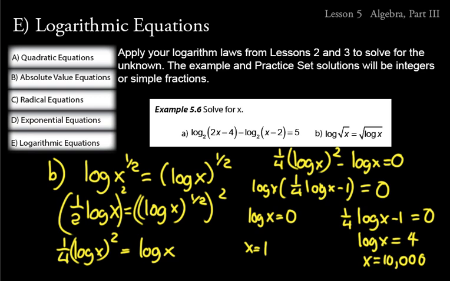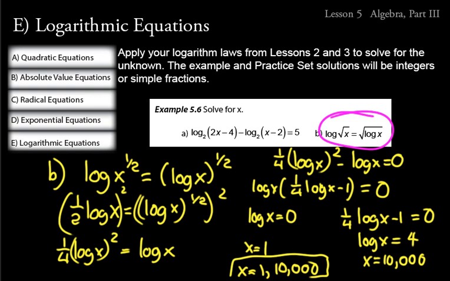So does that work? And really what we're looking for there is if we substitute those back into the original equation up here, are we going to get like a logarithm of a negative number or a logarithm of 0? Well, no, we're not. Square root of log 1 is square root of 0. That's 0. So that works. 10,000 works as well. You can check it if you want to, but it does work. X equals 1 and 10,000. Those are the two solutions for B.